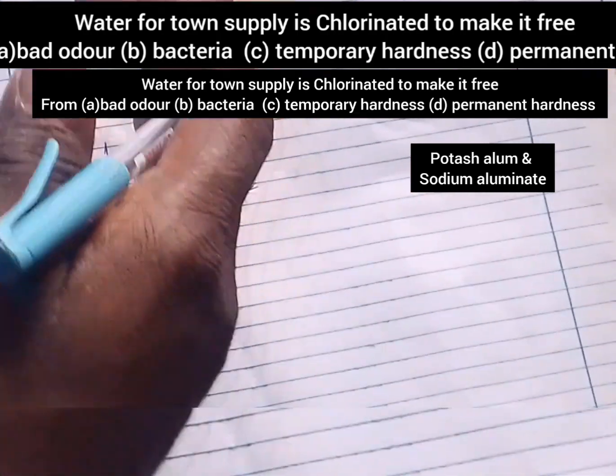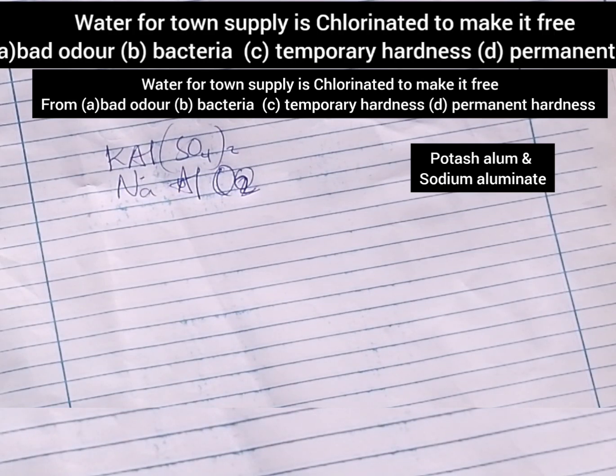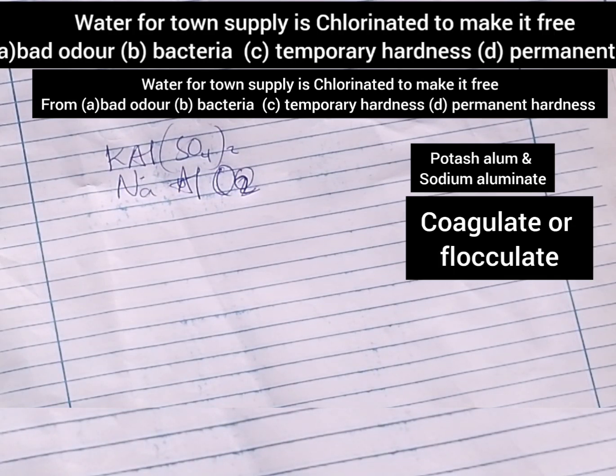The purpose of adding these two chemicals is to coagulate or flocculate the dirty particles that come alongside the water to be treated for township supply. That is the purpose of adding potash alum and sodium aluminate.